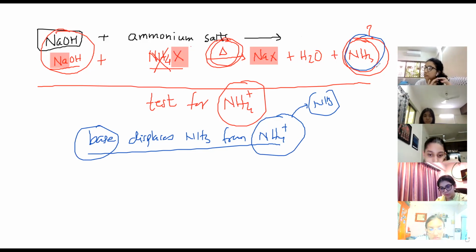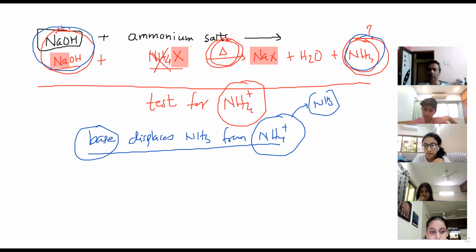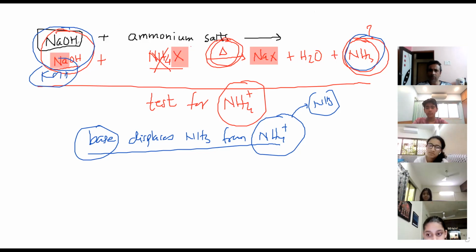Is anybody not clear about this? You can use other alkalis also, but in your syllabus you are given sodium hydroxide. So as far as possible, you also say sodium hydroxide. But suppose they say potassium hydroxide, the same reaction will happen, because the potassium is not important. It's the hydroxide that displaces ammonia. So hydroxide is important.